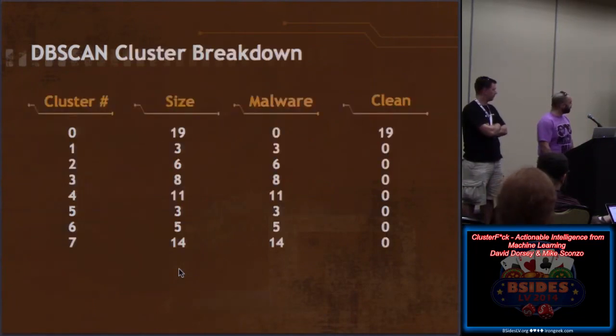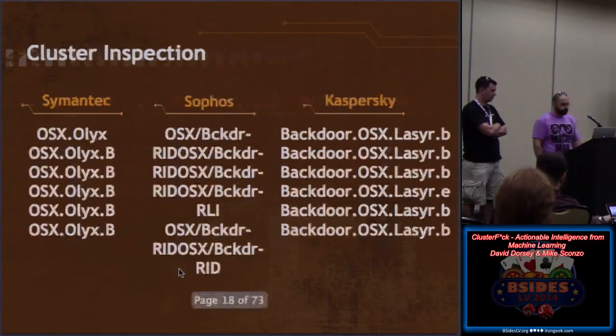So this is kind of what the clusters look like. The number on the left is just the cluster number, the label. Size is obviously how many files are in that specific cluster, how many of them were malware, and how many of them were clean. So you can kind of see a bunch of Apple ones got grouped together, and then potentially some malware families. And it turns out it actually did pretty well.